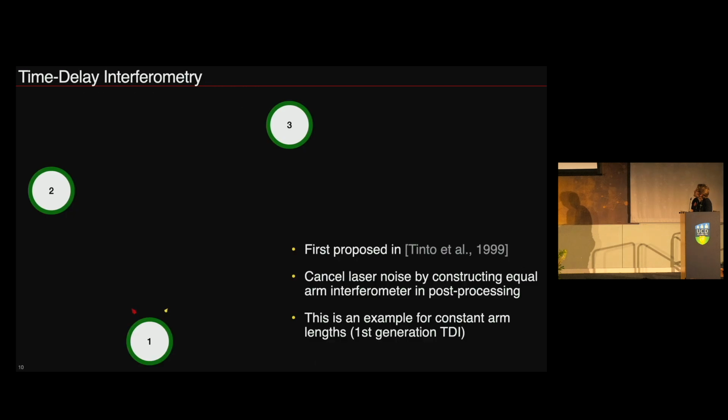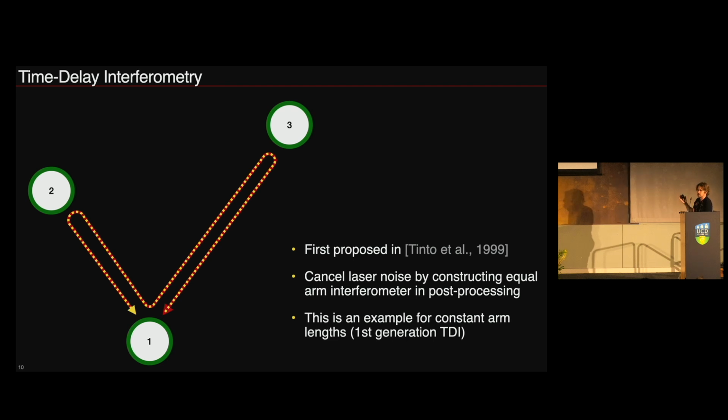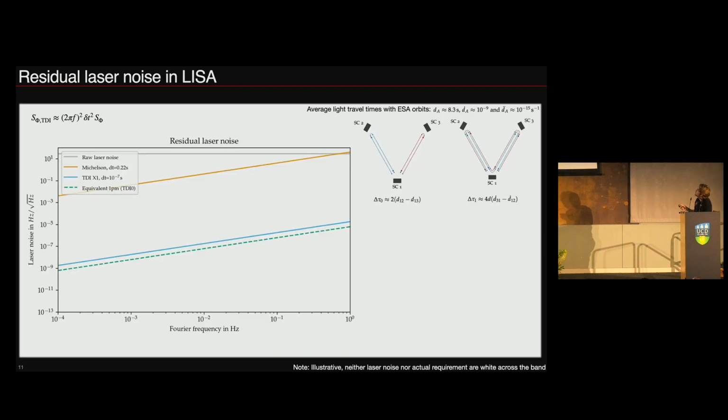And the solution was first proposed in 1999, as far as I know, so 25 years ago, also a nice round number, is time delay interferometry, where we construct these equal arm interferometers that make complex paths between the spacecraft to construct a constant arm length, equal arm length interferometer in post-processing. This is an example of so-called first-generation TDI. And with that, we already get down to this level, which is very close to our 1 picometer curve, but not quite there yet. And I have some more diagrams up here and some formulas you can look at later, on how to actually compute the path length mismatch.